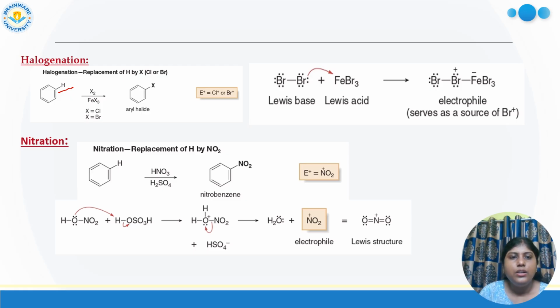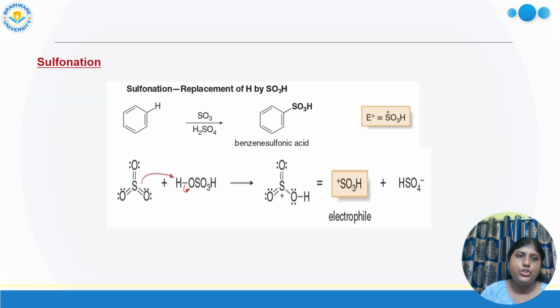Nitration reaction. Benzene is treated with concentrated sulfuric acid as well as nitric acid, and nitrobenzene will form. Here the electrophile is nitronium ion, NO2 plus. This HNO3 reacts with sulfuric acid and it will form NO2 plus. This NO2 plus acts as electrophile, and in that way the hydrogen of this benzene is replaced with this nitronium electrophile. So this is an example of electrophilic substitution reaction.